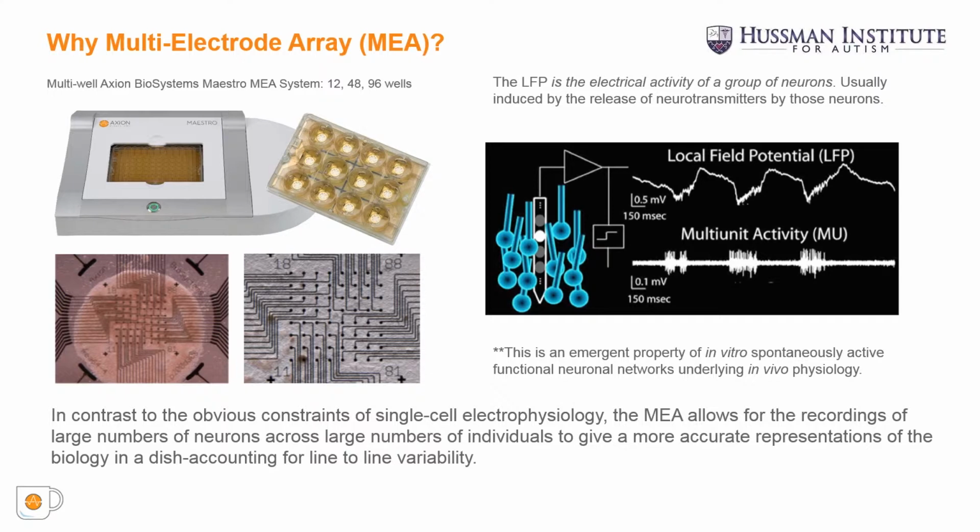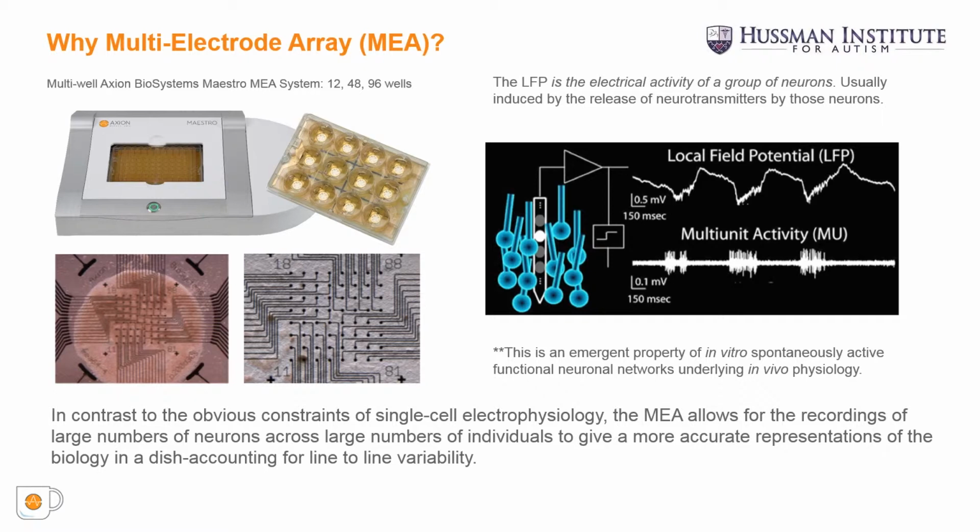The MEA serves as a way to assess overall activity in neural networks that exhibit a large amount of well-to-well and plate-to-plate heterogeneity. In our case, this heterogeneity is confounded by the fact that in autism, we are also looking at genetic heterogeneity of each individual. Therefore, in contrast to the obvious constraints of single-cell electrophysiology, the MEA allows for the recording of large numbers of neurons across large numbers of individuals to give a more accurate representation of the biology in a dish and the variability of recordings.